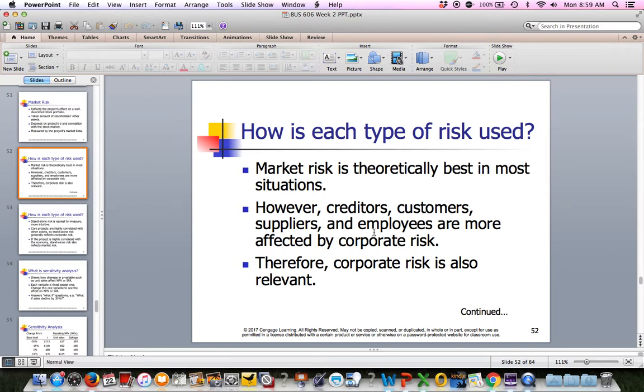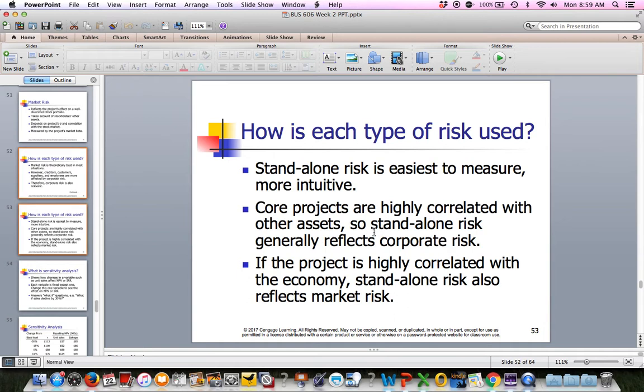Employees want a job. Customers want your product. Suppliers want to sell to you. Creditors lent you money. They want it back. So they're all very dependent on you for one reason or another. And they don't want you going crazy typically, right? So they're going to focus on that corporate risk and basically say, how did this project affect your overall corporate risk?